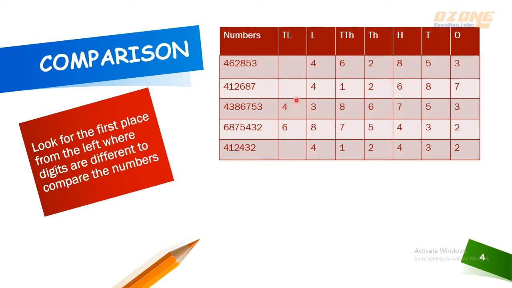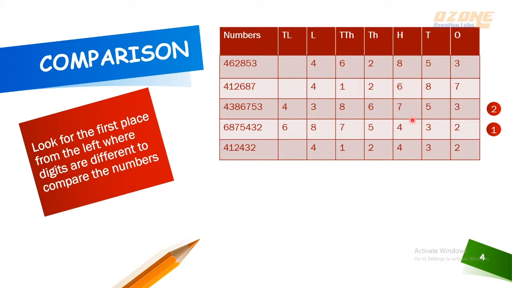So here on the 10 lakhs column only 6 and 4 is given, others we can consider as 0. So the greatest number will be 6. So that number will be the greatest number. Then the second greatest will be the number which contains 4 on 10 lakhs place. So that will be the second greatest number.